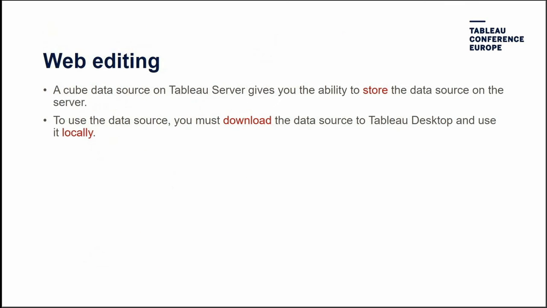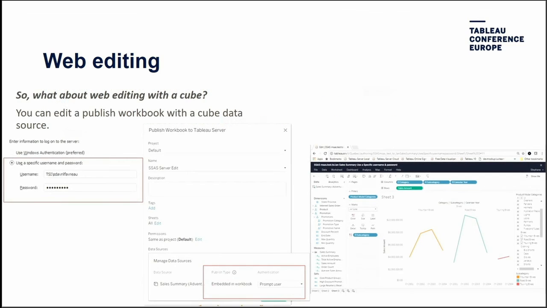When it comes to web editing, you can't start a web editing session directly from a cube, but you can web edit workbooks which have been published against cubes. So if you publish a blank workbook with a cube embedded in it, then that's going to work. You can allow people to edit that and then save as into another location. They'll be able to work around it that way.